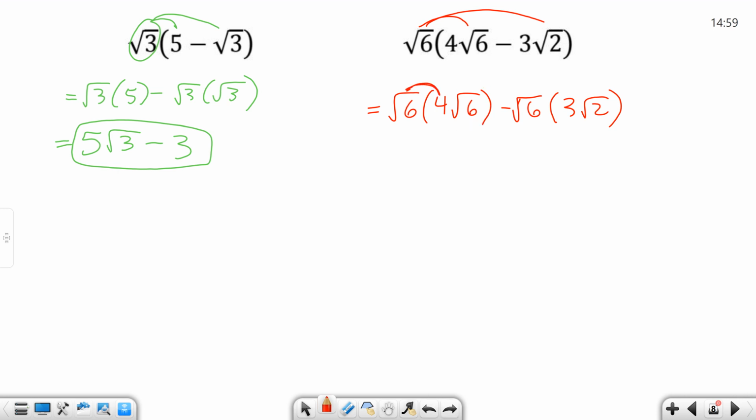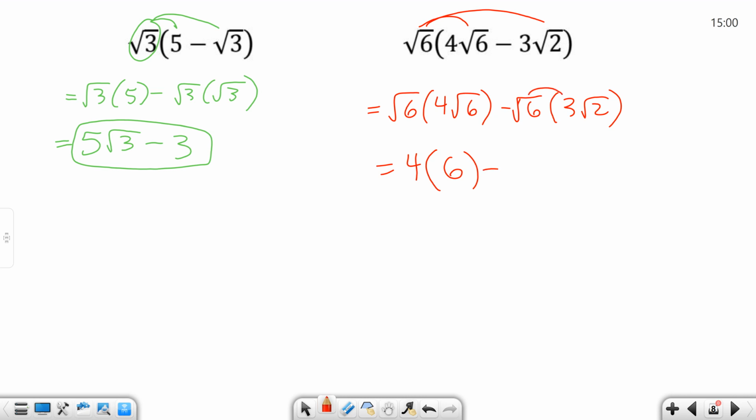Do I multiply this times the 4? No, they're not under the same radical. So the 4 is just out front, and then I multiply those two things. What is the square root of 6 times the square root of 6? It is 6. And why did I put it in parentheses? Because the 4 is times that square root of 6, right? It's out front. It's times it. So how do I represent times with 4 times 6? Either with a dot or with parentheses, and I chose parentheses here.